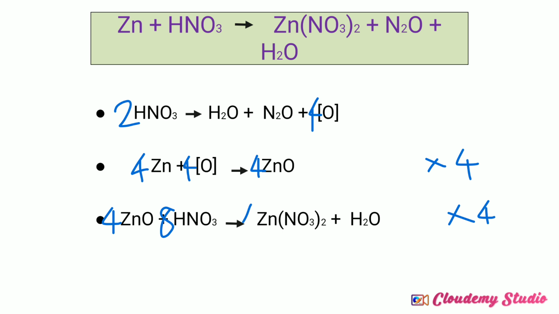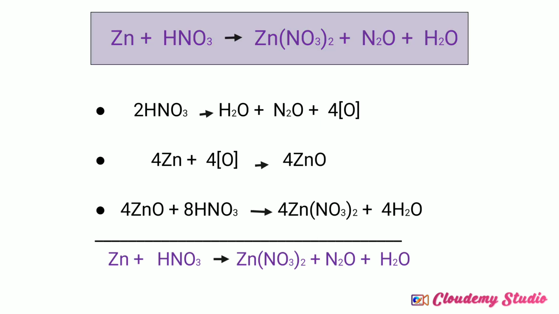This zinc nitrate becomes 4, and this water molecule becomes 4. So now all the steps we have balanced. Now what we need to do is add all the three equations together. These are three different stages in the same reaction, three different steps. So these steps we need to add together. That we can do on the next page.